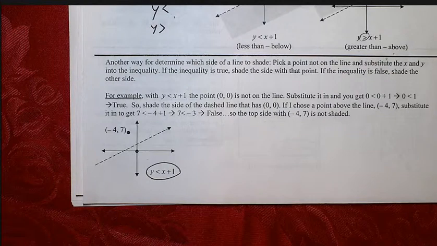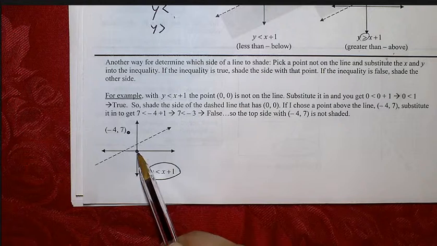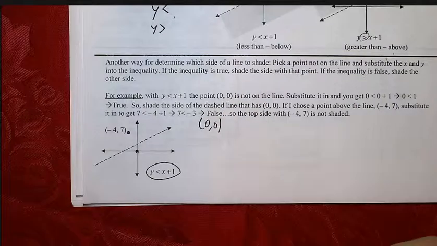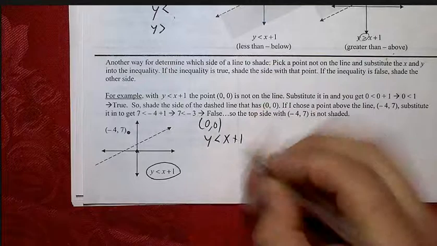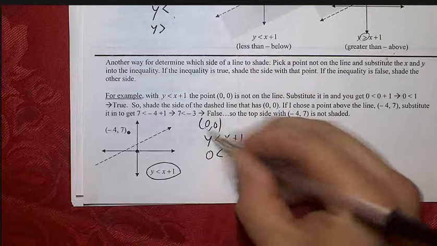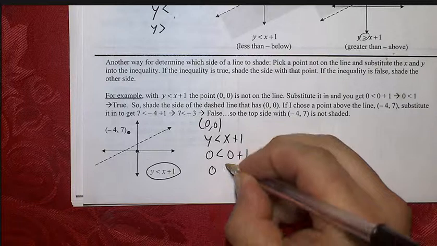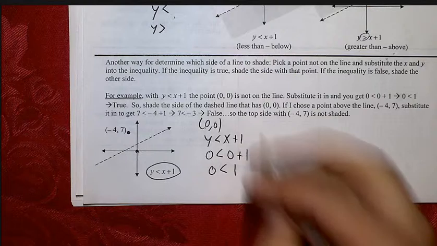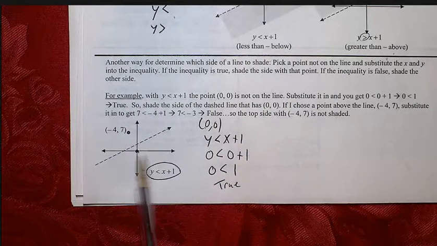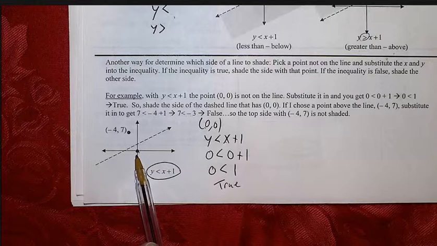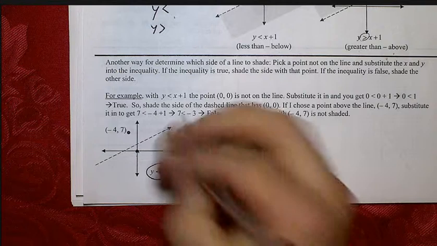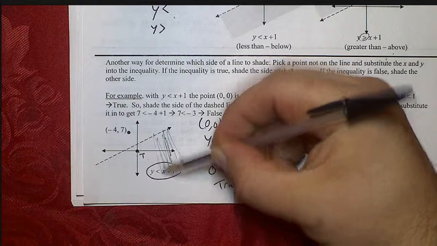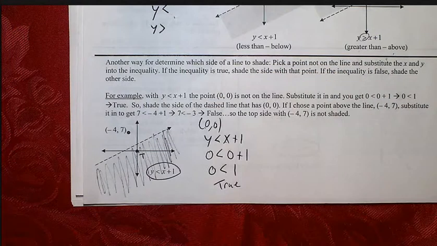If I pick 0, 0, I'm going to substitute it into the inequality. So 0 goes in for y, 0 goes in for x. So 0 is less than 1. Now you have to say, is that true or false? 0 is less than 1, that's true. If you pick a point that gives you a true statement, you shade that side of the line. So since this is true, I'm going to shade the side of the line that contains 0, 0. And notice how this method also coincides with what we said above, that is y is less than, you shade below. It's below the line, the shading is going down.